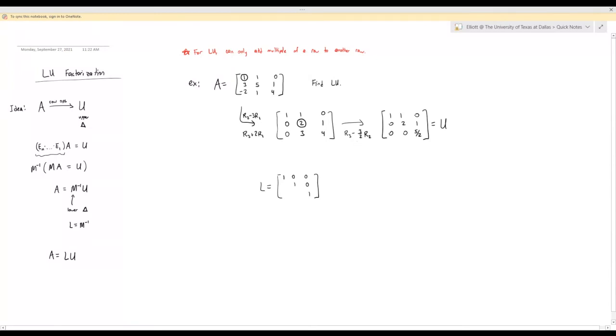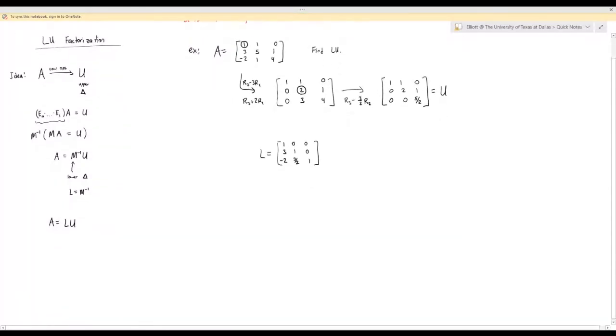So the way it works is this row 2 minus 3 row 1, we had this sort of coefficient of -3, if you will. So I'm going to change the sign and make it +3, and I'm going to put it in the 2, 1 position. Likewise, row 3 plus 2 row 1. I'm going to take this +2, change it to a -2, and put it in that 3, 1 position, so row 3, column 1. And then lastly, row 3 minus 3 halves row 2. We have this -3 halves. I'm going to make it +3 halves and put it in the 3, 2 position of matrix L.